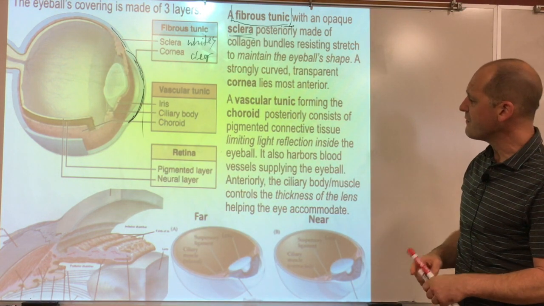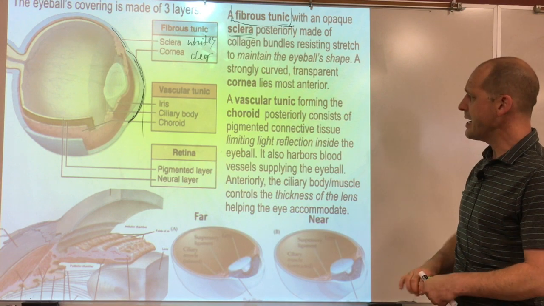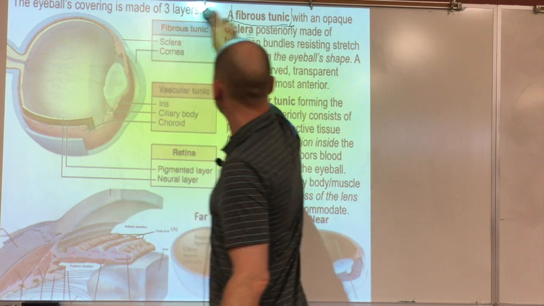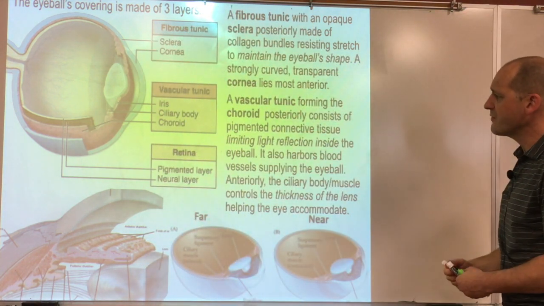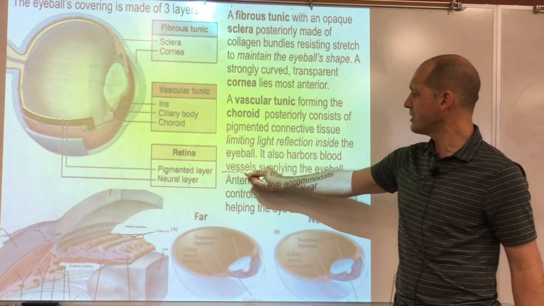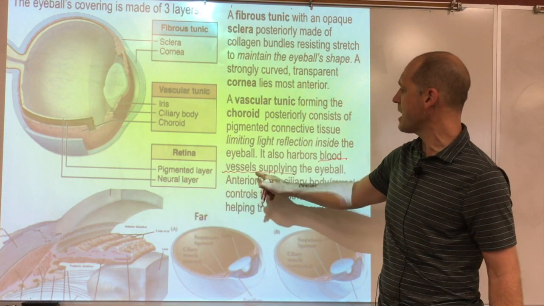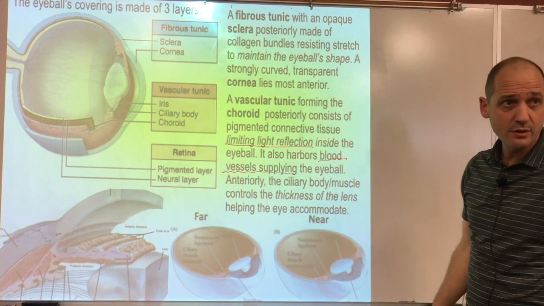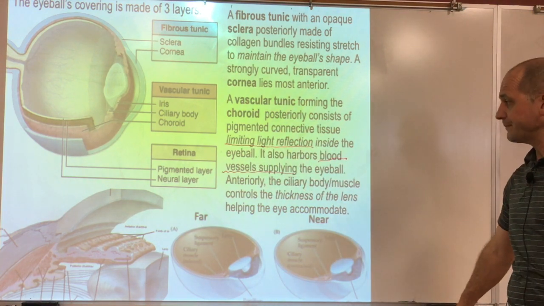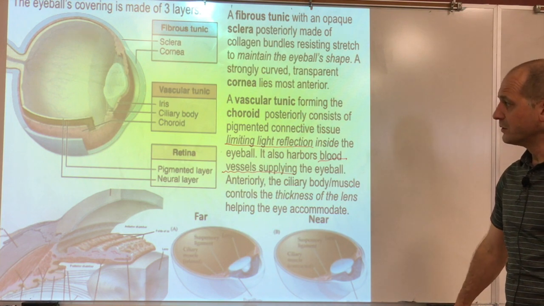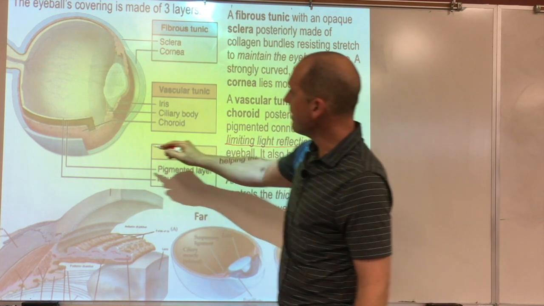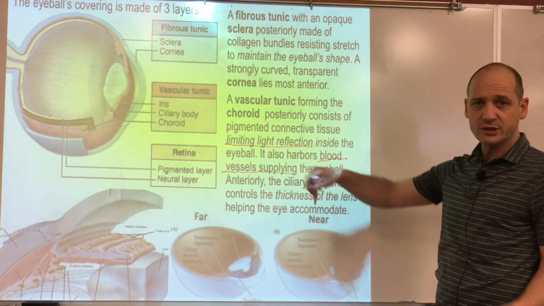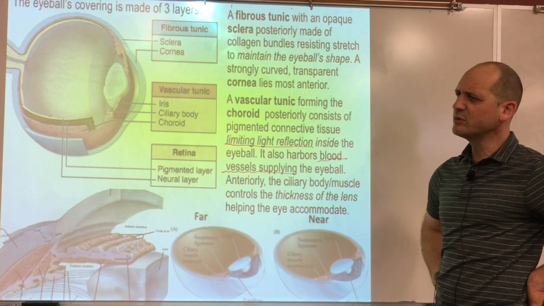Then underneath that, we have what's called the vascular tunic, and that has two functions. It limits light reflections, and it gives us blood vessels that supply the eyeball with blood, which is very important. Blood you always associate with food and oxygen, and getting rid of waste. So those are two things: we have vessels, and then in the back we have the limiting light reflection.